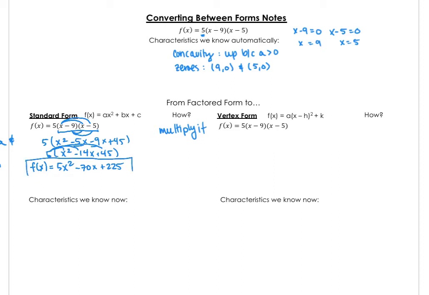And remember, standard form tells us the y-intercept. To get the y-intercept, we look at c, and we write that as an ordered pair. So it's going to be (0, 225).